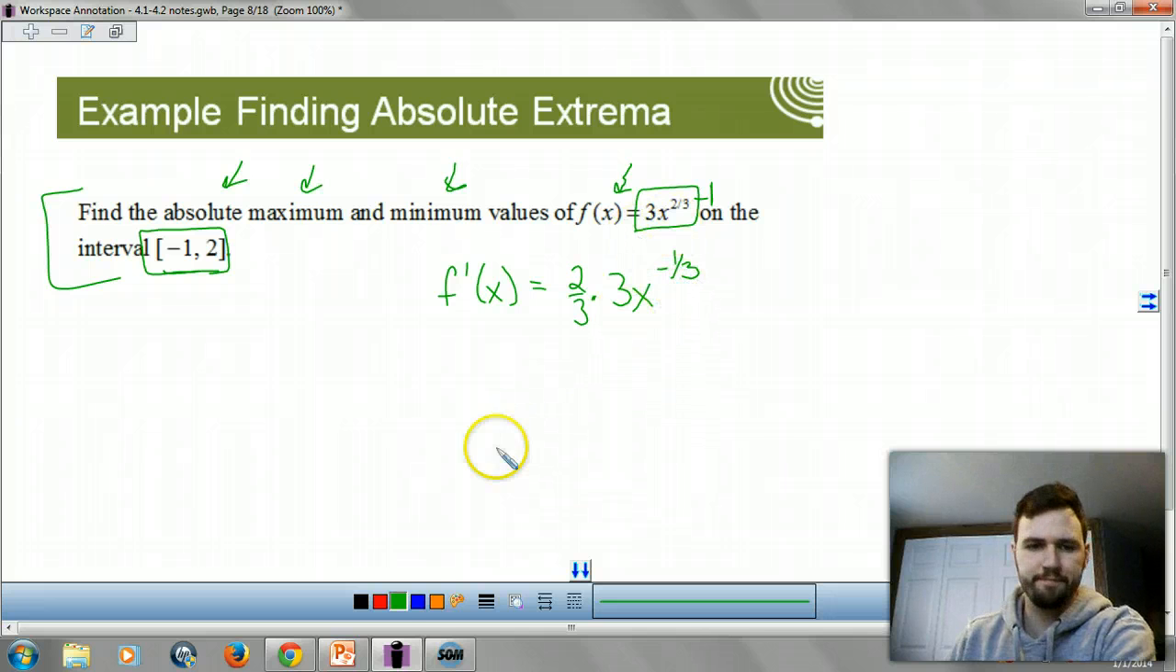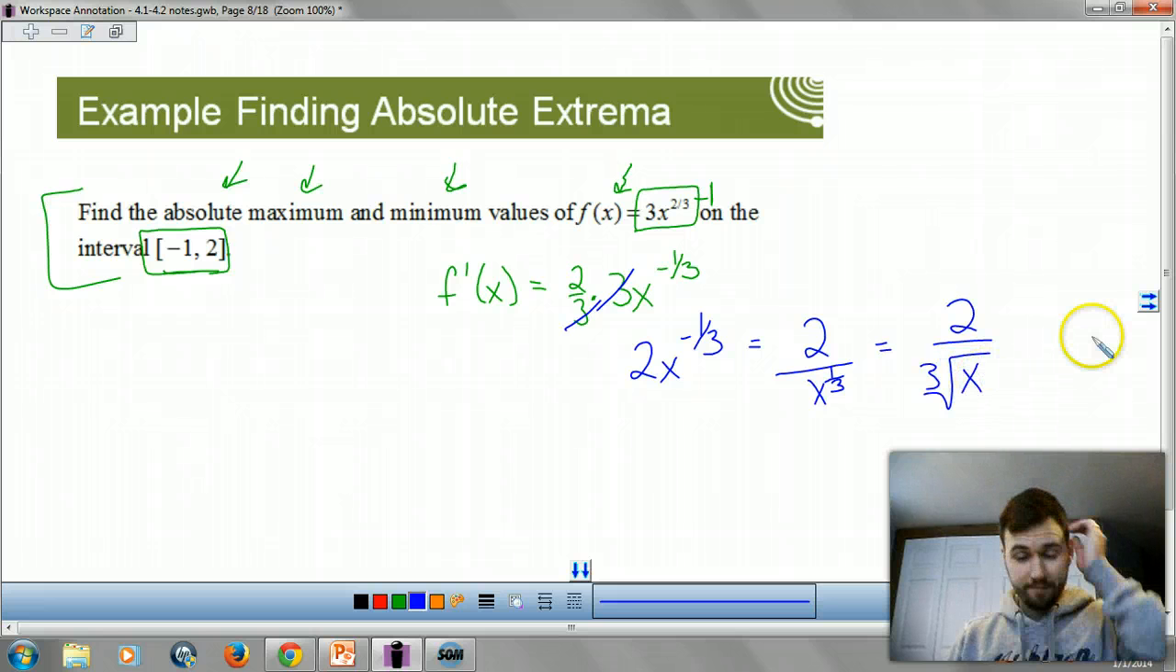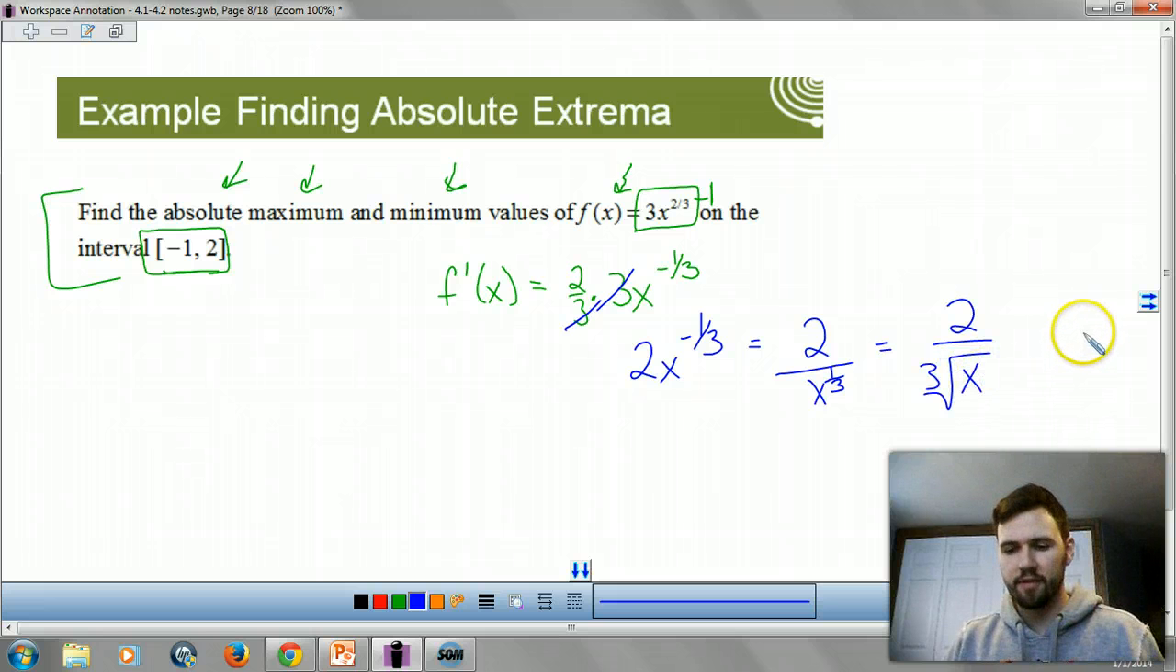The 3's cancel, so you're left with 2x^(-1/3), which is the same thing as 2 over x^(1/3), because of that negative, which is the same thing as 2 over the cube root of x. So that's my derivative.